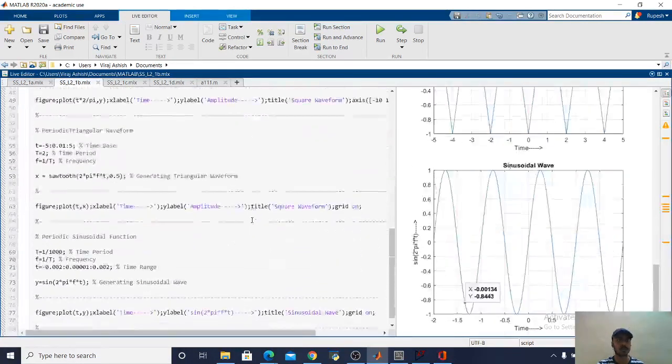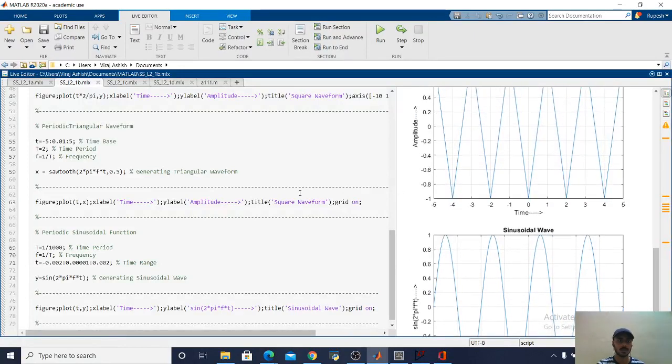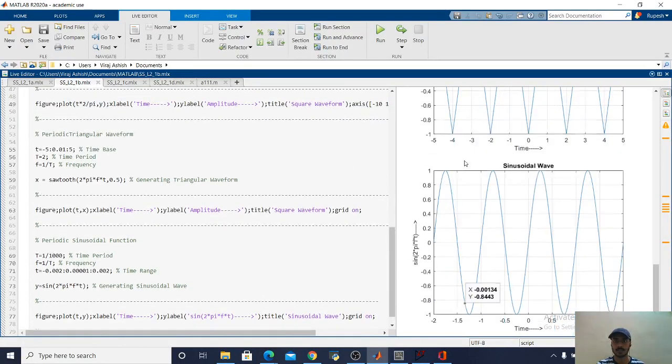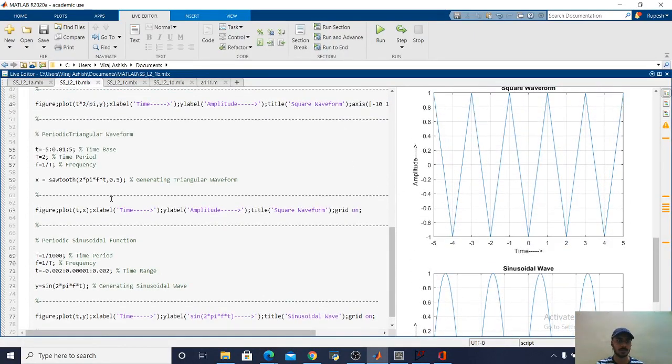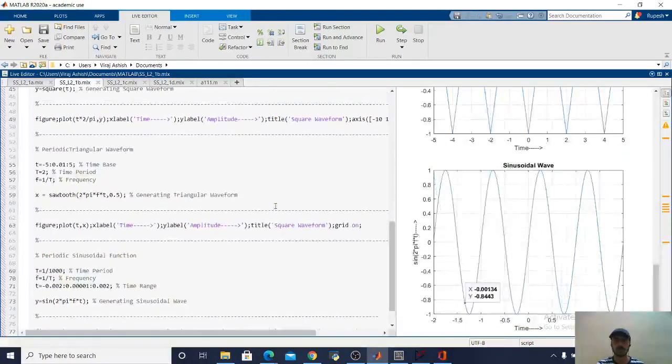Next one is the periodic triangular waveform. Basically I am modifying something in the sawtooth waveform and generating a triangular waveform. That is, I am bringing its peak point at an interval of 0.5. You can see it's at 0.5, and so you can generate a triangular waveform using a sawtooth waveform.